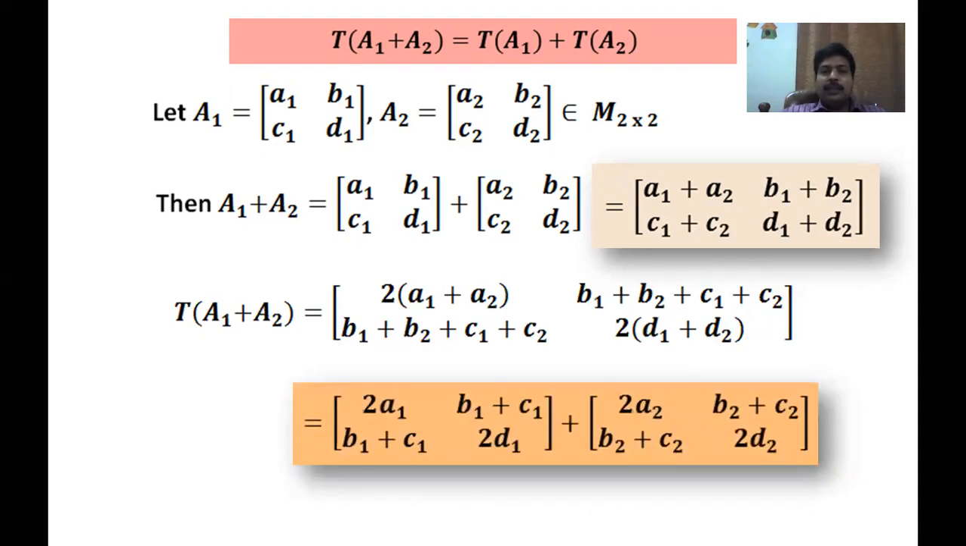This can be separated as [2A1, B1 plus C1; B1 plus C1, 2D1] plus [2A2, B2 plus C2; B2 plus C2, 2D2]. It is separated as two matrices. Now this is T of A1 and this is T of A2. So this is the first property of linear transformation: T of A1 plus A2 is equal to T of A1 plus T of A2.